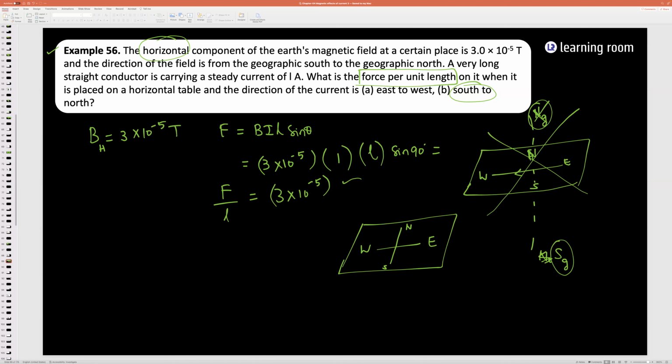Weber per meter square is Tesla. Weber is the unit of flux, magnetic flux. Weber per meter square, Tesla.